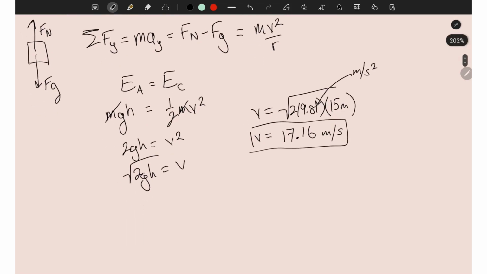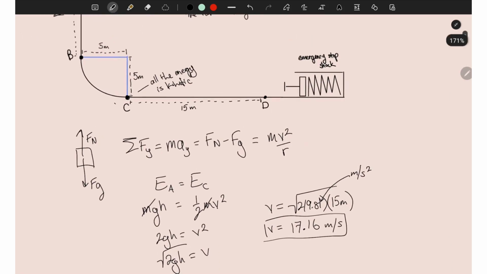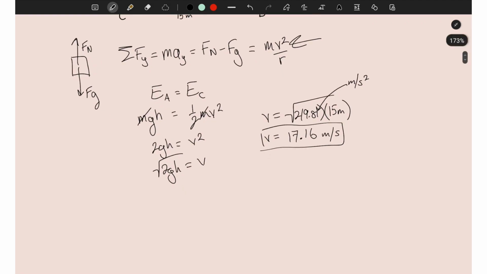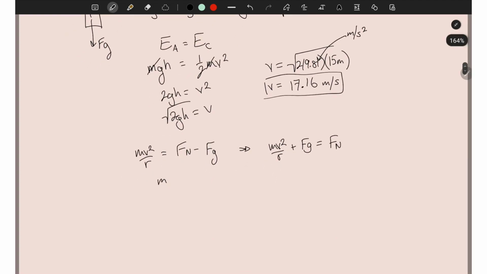And now, remember, we're looking for the normal force at point C. So let's go back here. Now we have a velocity that we can plug into that. Let's just do some rearranging first to make sure that we're solving for the normal force. So I'll just rewrite this down here. We rearrange. For the normal force, it's mv squared over r plus Fg equals Fn. And, of course, Fg is just mg.